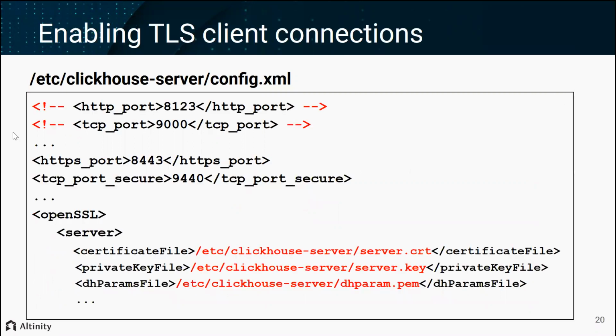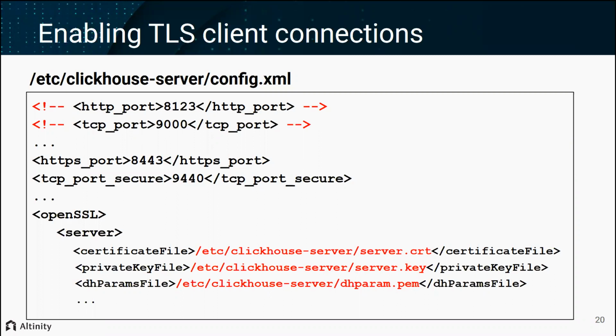The next thing we want to do is enable TLS client connections. So this includes turning off the unencrypted ports and enabling the TLS encrypted ports, so the HTTP port and the TCP port secure. So that's the easy part. The hard part is that in order to do this, you're going to need to supply an X509 certificate and a matching key. This is standard, so that the key exchange can work. So we're going to have to create this certificate, and we'll talk about how to do that in a minute.